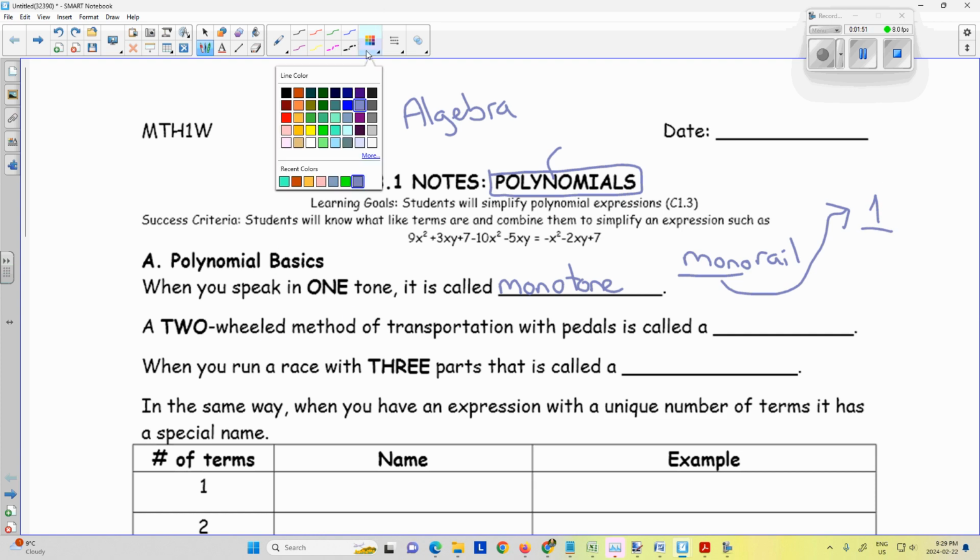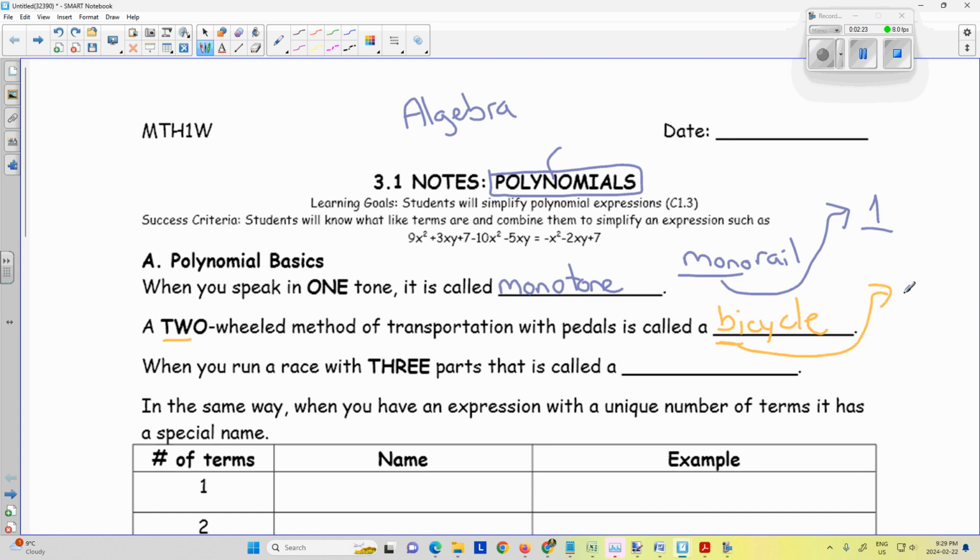If you ride around on a method of transportation that has two wheels and a pedal, it would be called a bicycle. I spelled bicycle wrong. And a bicycle has two wheels, so bi means two. So we think of the prefix bi, it means two.